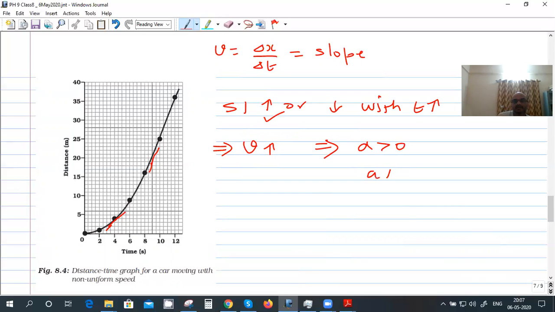Is acceleration increasing? Let me see. Need not be.